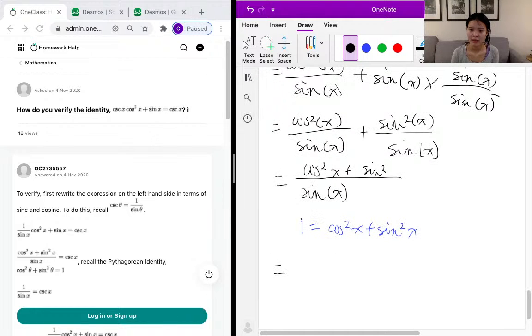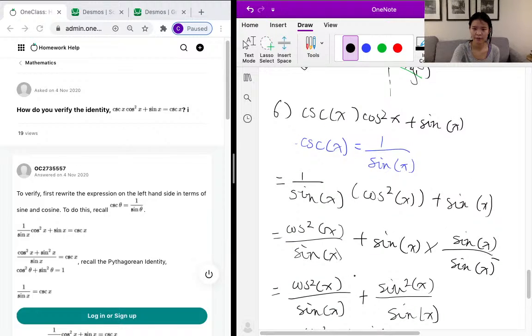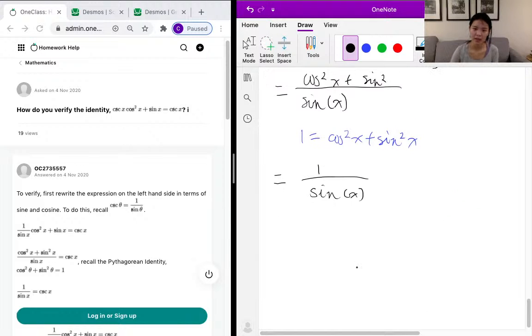And then for the next step, we can just interchange the 1 with the cos squared x plus sin squared x because they have the same value. So the result of our equation wouldn't change. So we know that cos squared x plus sin squared x collectively over sin x is equal to 1 over sin x. Again, for our first step, we know that 1 over sin x is the same as cosecant of x. So here we just have cosecant of x.